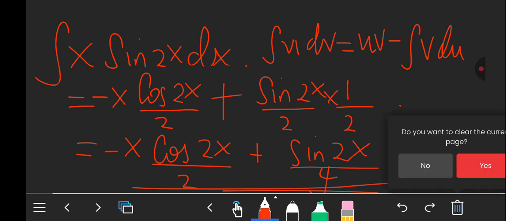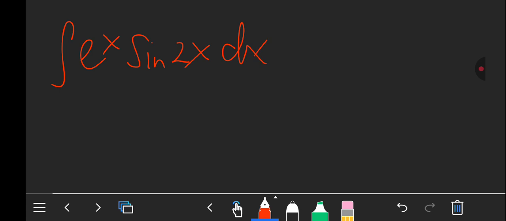Okay, let's look at another question. Let's say you've been told to integrate e to the power x sine 2x dx. How can you integrate this kind of a function? So I'll use the same procedure. In this kind of scenario, I'll say let u be equal to sine 2x.